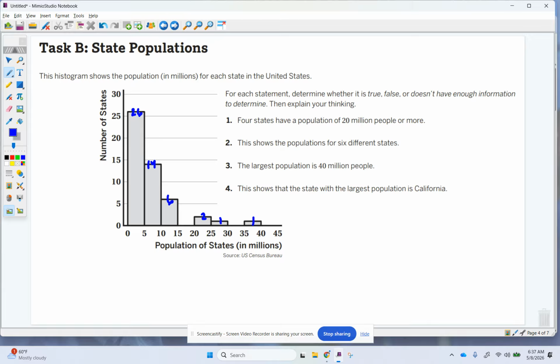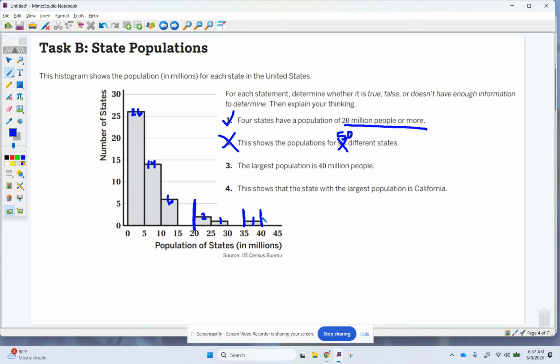And then we've got to look at whether each statement is true, false, or doesn't have enough information to determine. So it says 4 states have a population of 20 million people or more. So here's the cutoff for 20, and sure enough, there are definitely 4. This is a true statement. This shows a population for 6 different states. Oh, I just said there are 50 different states, so 6 different states is totally wrong. The largest population is 40 million people.